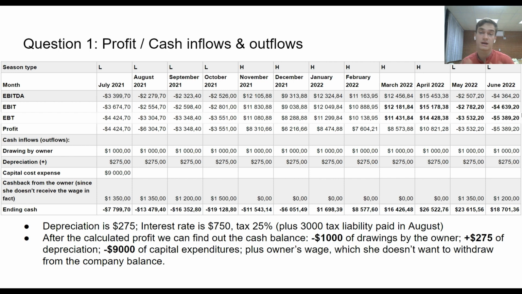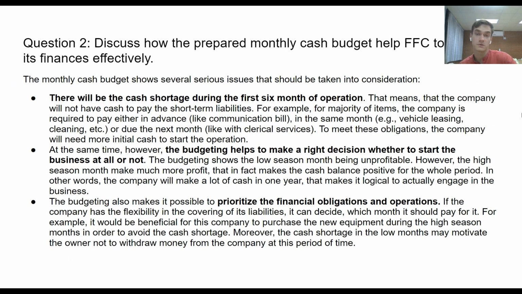But at the same time, since the high season months are more profitable, the cash balance is growing till 18.7 thousand. So what conclusions can we draw? Actually, the company has real issues. Firstly, it has a real cash shortage for the first 6 months. Since most of the obligations are short-term, I mean, you need to pay electricity every month, it's a real problem. That's why we would recommend finding other financial sources for this company to survive the first 6 months.